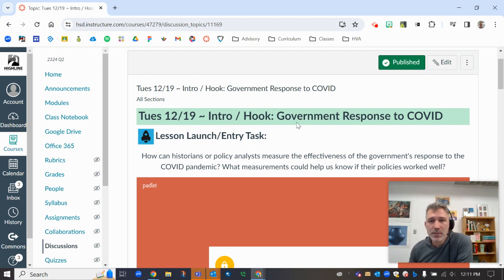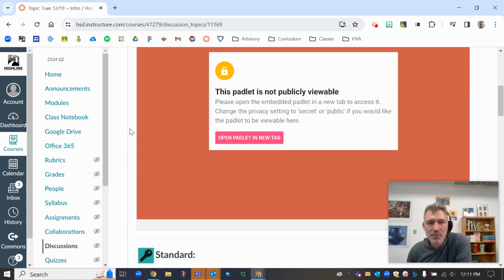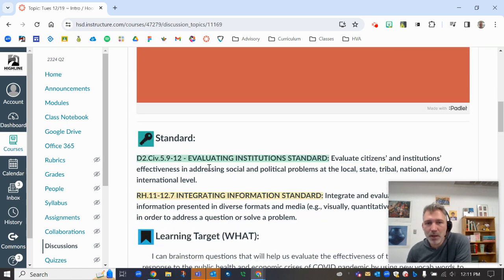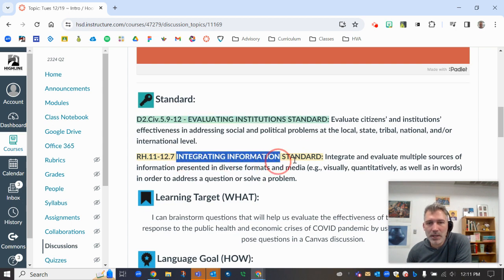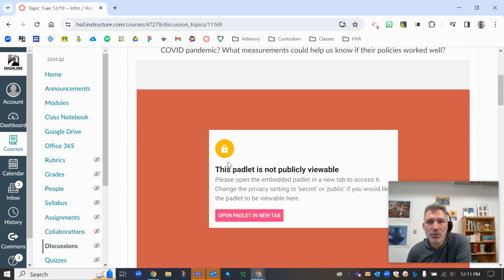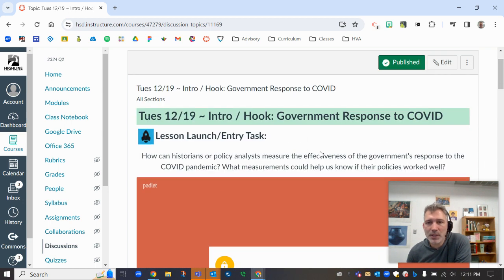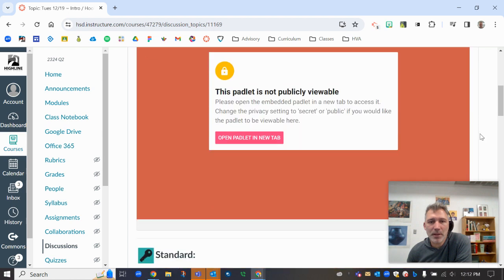Today, we're going to focus in on the specifics of the COVID response, and in particular, we're going to be using those same standards that we were using before, the evaluating institutions' effectiveness standard, and then also the integrating information standards. So, looking at charts and data and things. There's an entry task to start off with that's just asking, how would we go about measuring the government's response to the COVID pandemic?